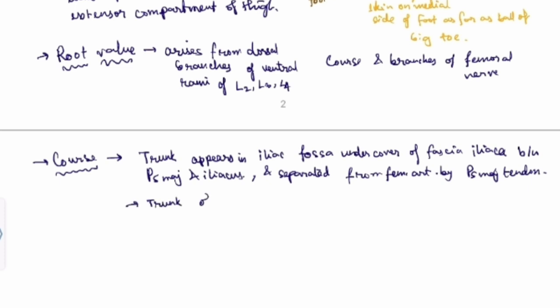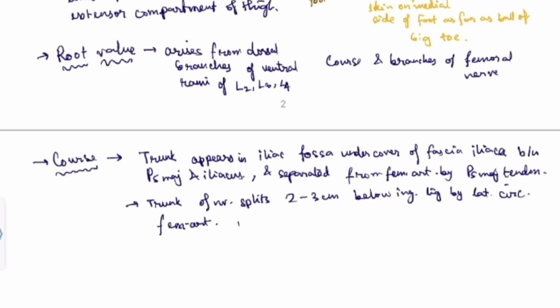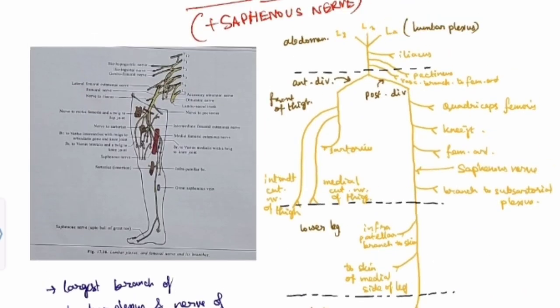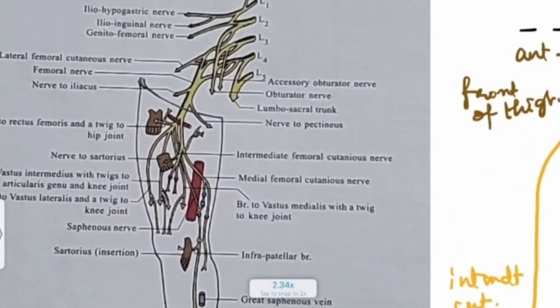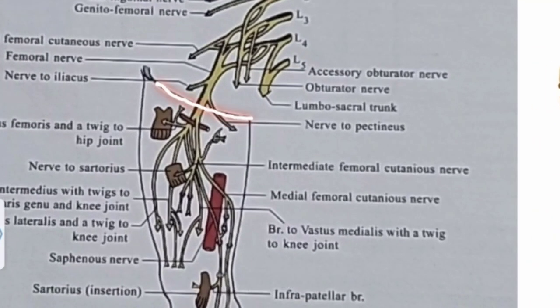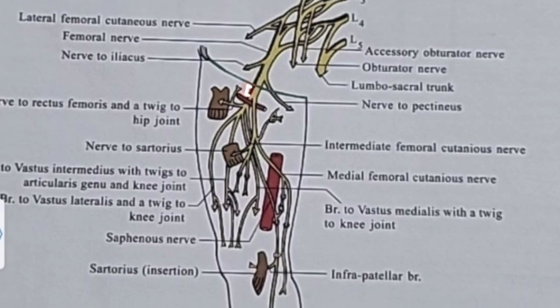Trunk of nerve splits 2 to 3 centimeters below the inguinal ligament, by the lateral circumflex femoral artery, into anterior and posterior divisions. See, that's why I have this diagram in the picture. This is my beautiful ligament, the inguinal ligament. Below it, my femoral nerve trunk is coming, 2 to 3 centimeters. You can see this person over here. This is my lateral circumflex femoral artery. Here is my anterior division. Here is my posterior division.